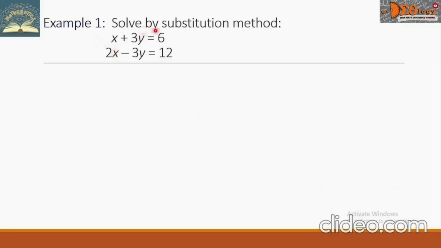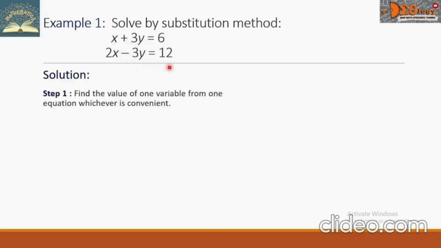Example 1. Solve by substitution method. X plus 3y equals 6. 2x minus 3y equals 12. Step 1. Find the value of one variable from one equation, whichever is convenient. Let this be our first equation. This is the second equation. Look at our first equation. We can isolate x in one side, meaning this positive 3y we will transpose to the right. So we have x equals 6 minus 3y.